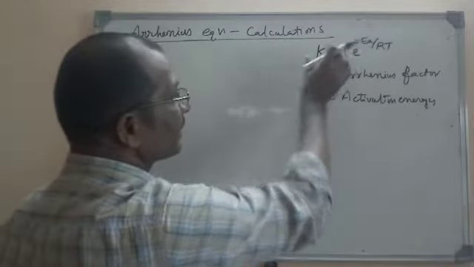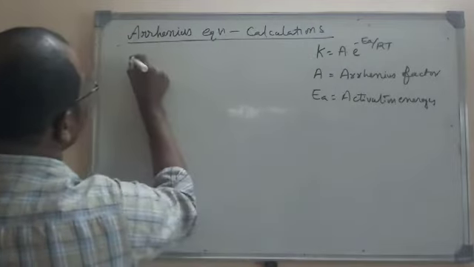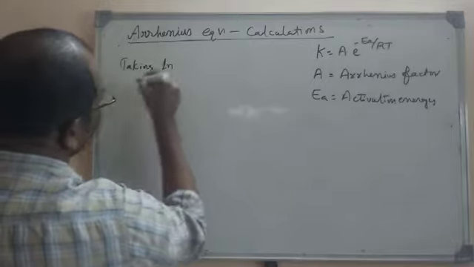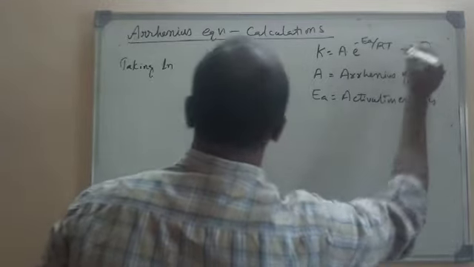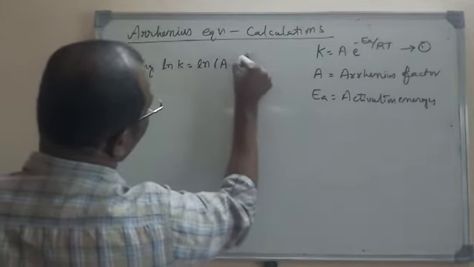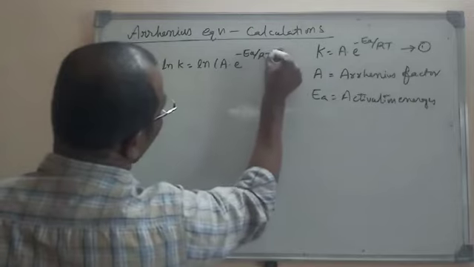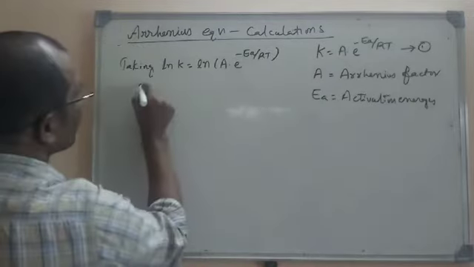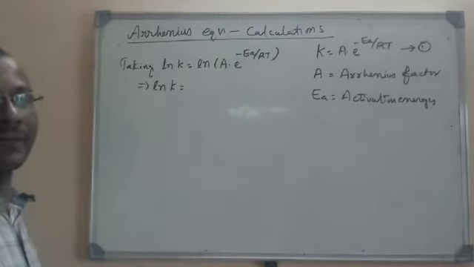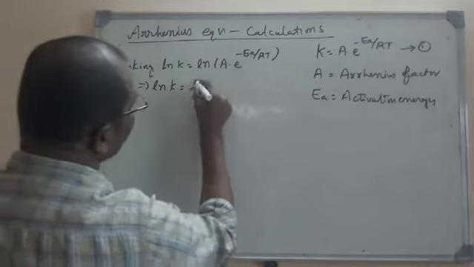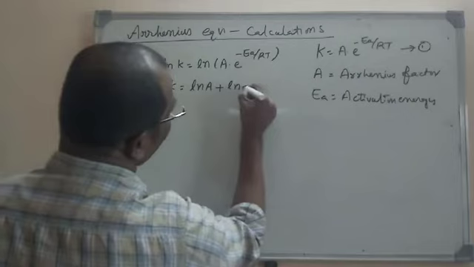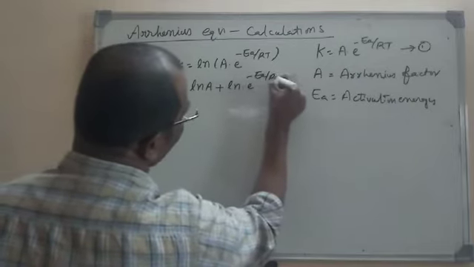Now let us study by taking this equation, equation 1. Taking logarithms, what will we get? Taking ln, ln k = ln of A into e^(-Ea/RT). Log of a into b is log a plus log b. That is nothing but ln A plus ln of e^(-Ea/RT).